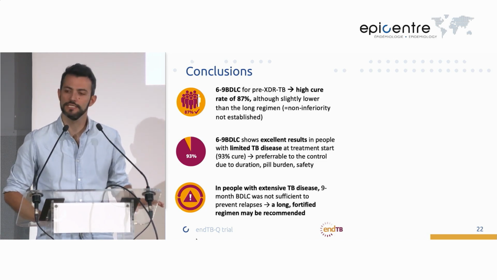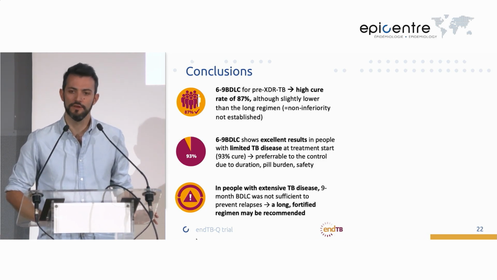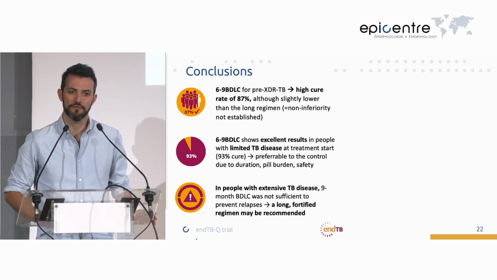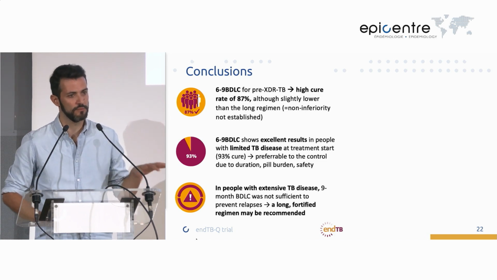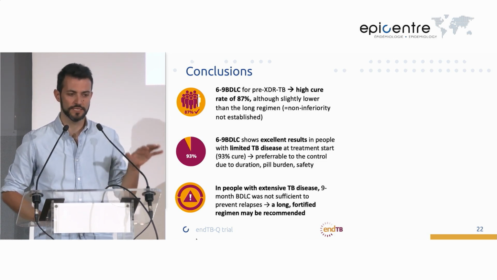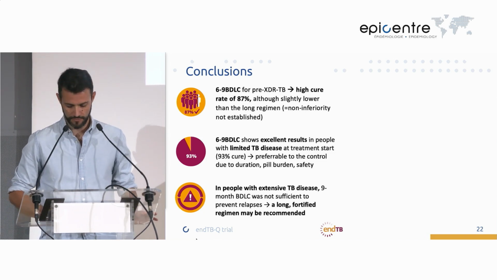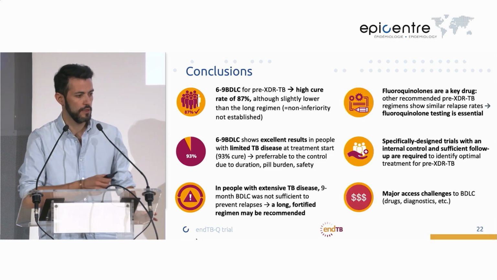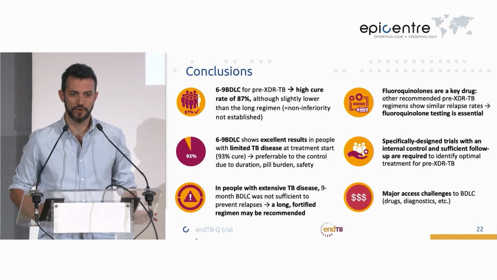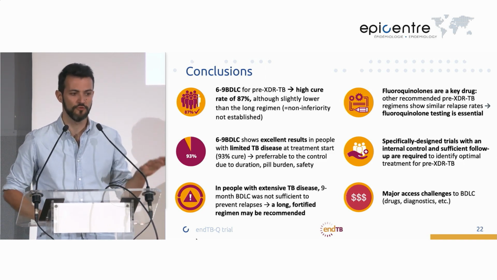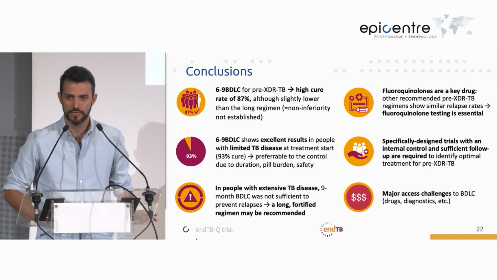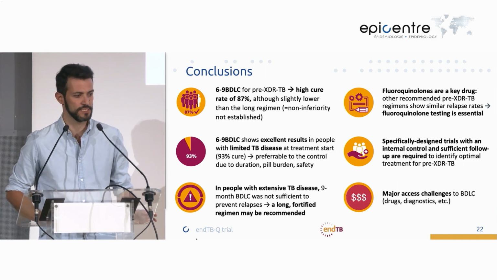In people with extensive TB disease at baseline, however, even 9 months of BDLC were not sufficient to prevent relapses, and therefore a long and fortified regimen may be recommended. However, probably what we will recommend is really to have a discussion with each patient to explain the pros and cons of each option. So fluoroquinolones are a key drug. We knew that before, and now it's confirmed even more, and that also confirms that fluoroquinolone testing is essential for every patient with rifampicin-resistant TB.